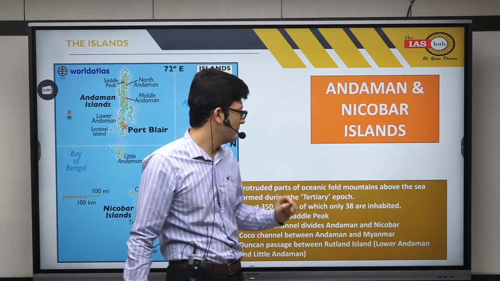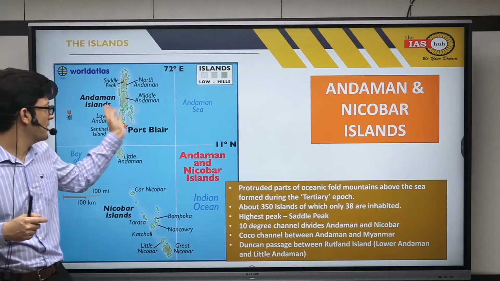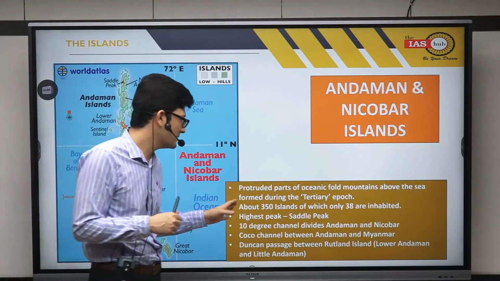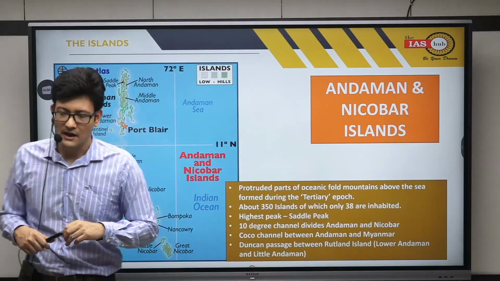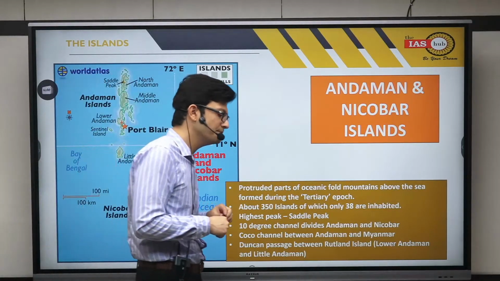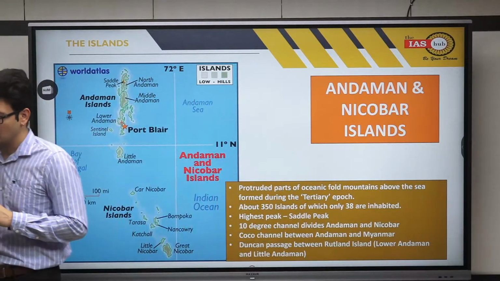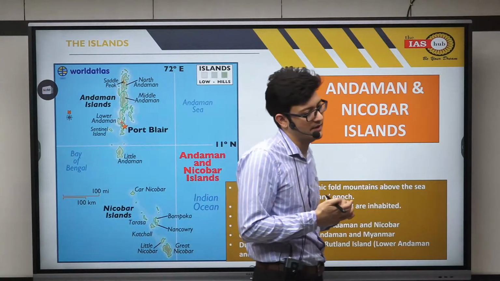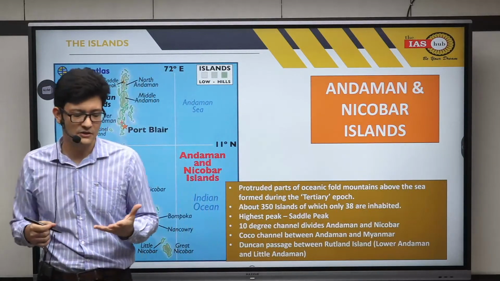So in the Tertiary epoch, when these fold mountains were building up, Andaman and Nicobar also got formed. There are around 350 islands in this region, but only 38 of them are inhabited. The highest peak which you can find in this region is Saddle Peak, which is located in the northern Andaman region. There are certain passages and certain channels which divide the islands into various parts. We'll discuss those channels and passages also.